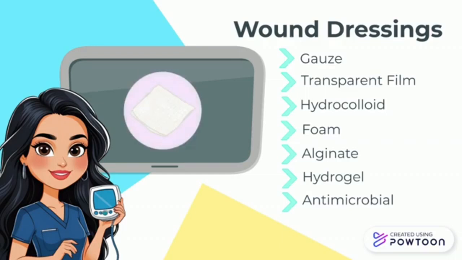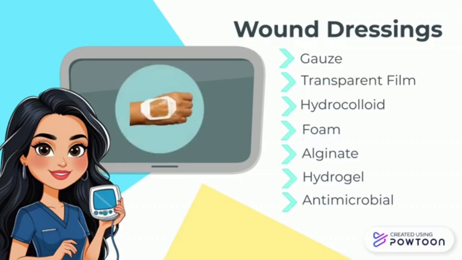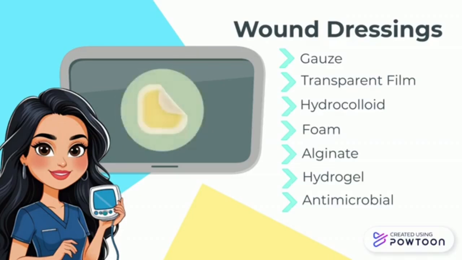Gauze is the most basic type of wound dressing. It's very common, it's great for small, less severe wounds, and helps absorb fluid while providing basic protection. Next, we have transparent film, which is a clear, flexible dressing used on minor cuts, scrapes, or burns. It allows you to see the wound while keeping it protected from bacteria. Hydrocolloid dressings are used on minor or superficial wounds that aren't infected. They help maintain moisture, which speeds up healing. Now we have foam dressings, which are absorbent and ideal for thicker or more exuding wounds. They soak up fluids while cushioning the wound area.